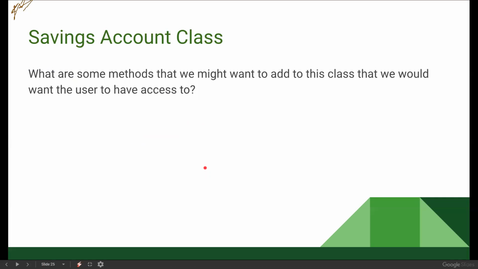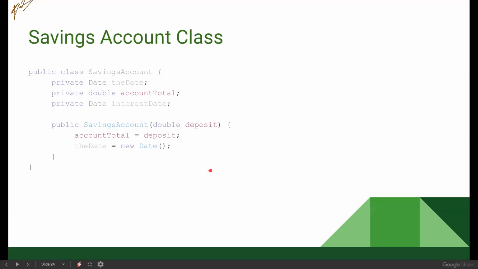So what kind of methods might we want to add to this class that we would want the user to have access to? What kinds of things should a savings account be able to do that the user will be able to interact with? It should be both accessible and modifiable. So what within the class should be accessible and modifiable? Oh, like how much money they have? How much money they have. They should be able to withdraw. They should be able to deposit money. So account total should be both accessible and modifiable.